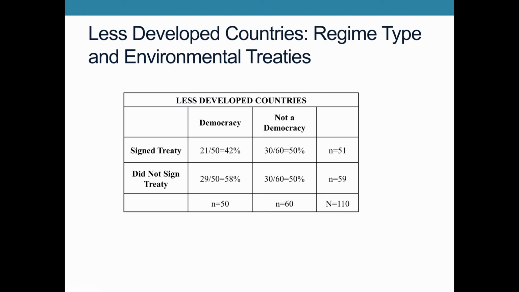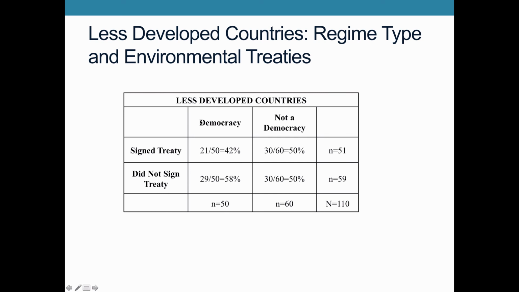Let's look at less developed countries now, right? So here the total number is 110. We see 51 signed the treaty, 59 didn't, and then 50 are democracies and 60 are not democracies. So let's just start here, 50-50. Once again, it's been the same in all the data, right? That among non-democracies they're evenly split. But let's turn to democracies now.